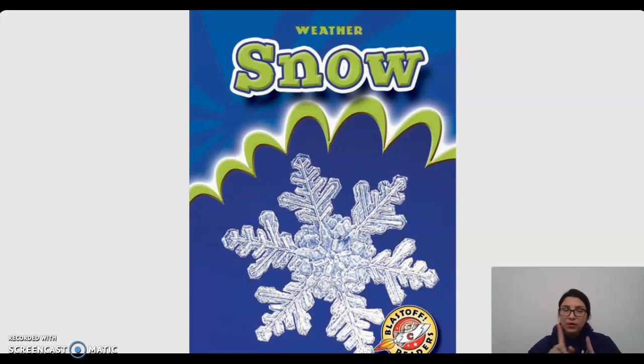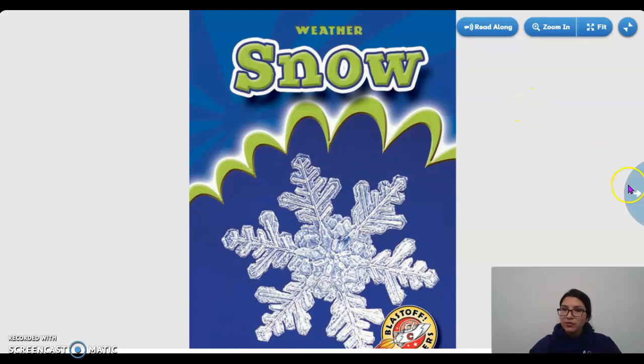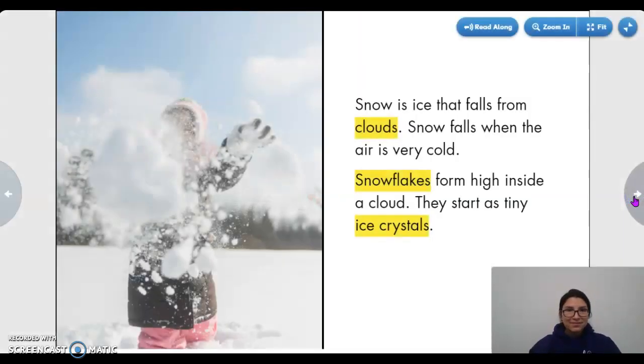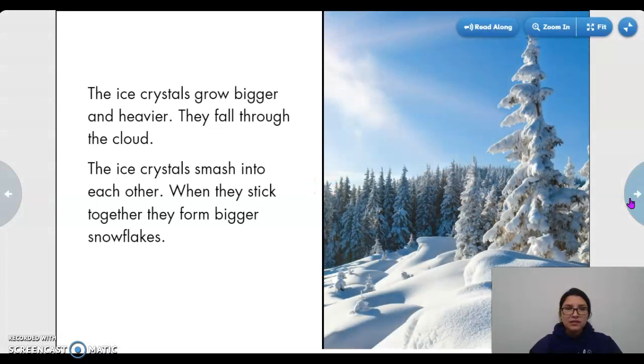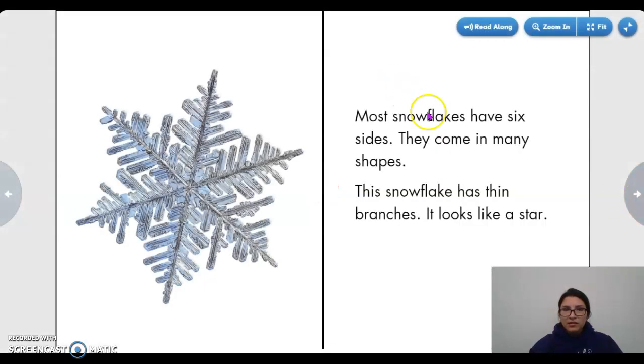So let's go through it really quickly and see if we can figure out the central idea by looking at the title, words that are used over and over again, and the pictures. So the title, Snow. That's going to be your first clue. Looking at the words, snow is ice that falls from the clouds, snow falls when the air is very cold, snowflakes. Look at this picture, snowflakes right there. Snowflakes, here's a snowflake.